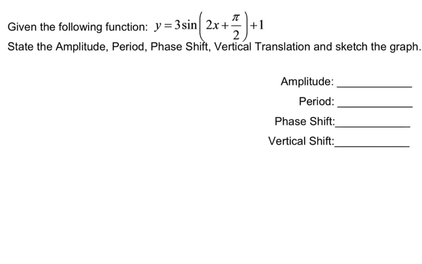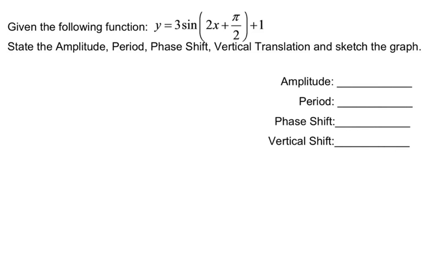Anyhow, we have a function here, a sine function. We have an a, a b, a c, and a d value. We're going to list all the characteristics: the amplitude, the period, the phase shift, the vertical translation, and then we're going to pull it together and sketch the fantastic graph.